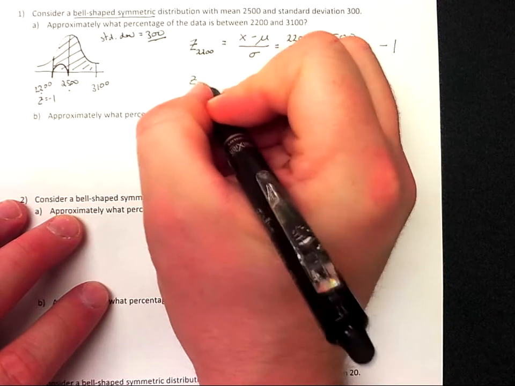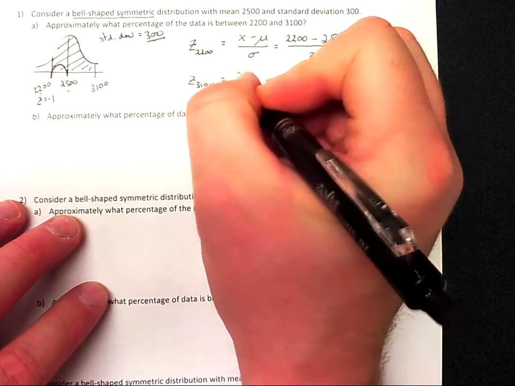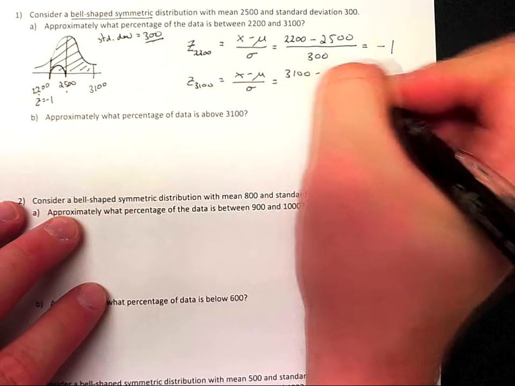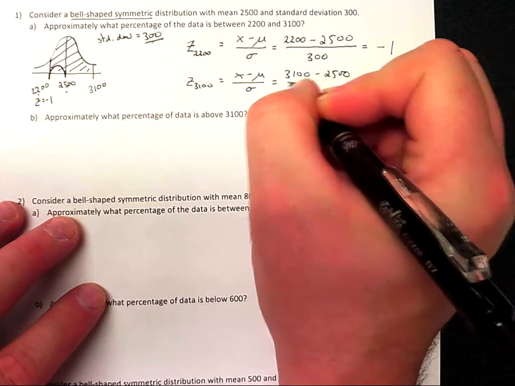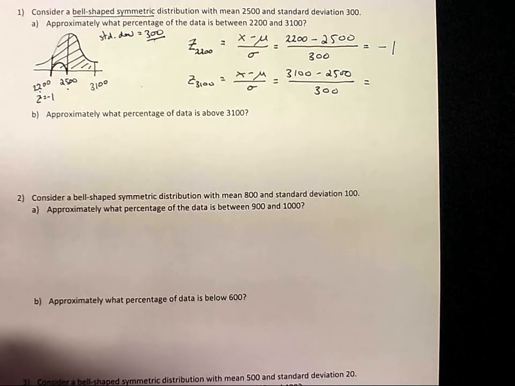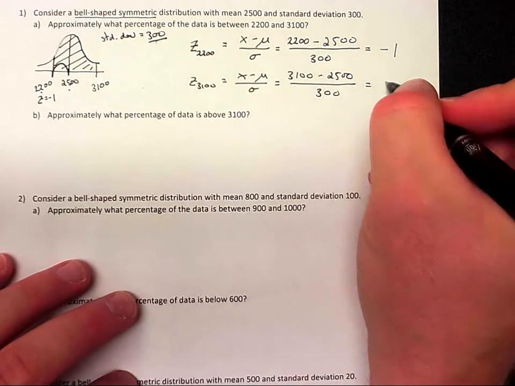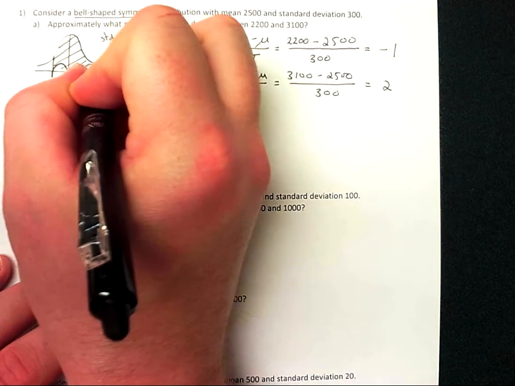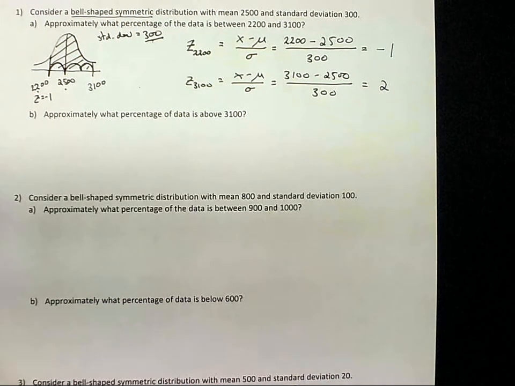Similarly, if we're trying to find the z-value of 3,100, I'm going to again stick with the formula for the population. We have 3,100 minus 2,500 over 300, and that's going to give us a z-value of 2. Just like you said, we're one standard deviation below here, but we're 2 standard deviations above here. Right, is everybody good with that? Everybody's on the same page so far?